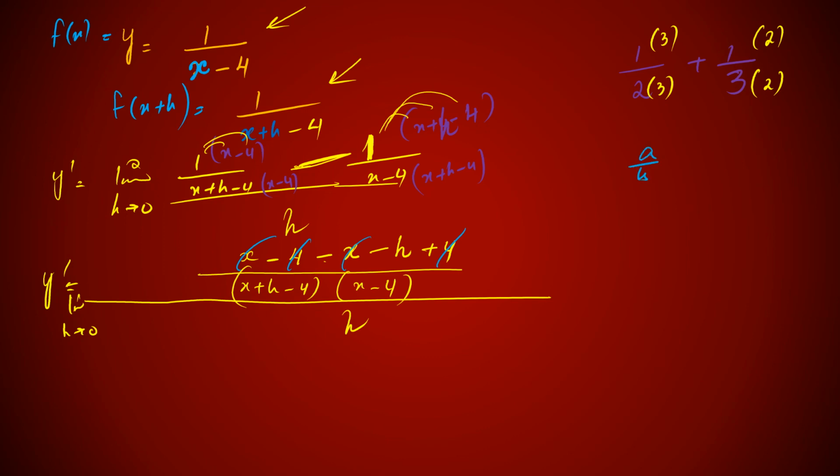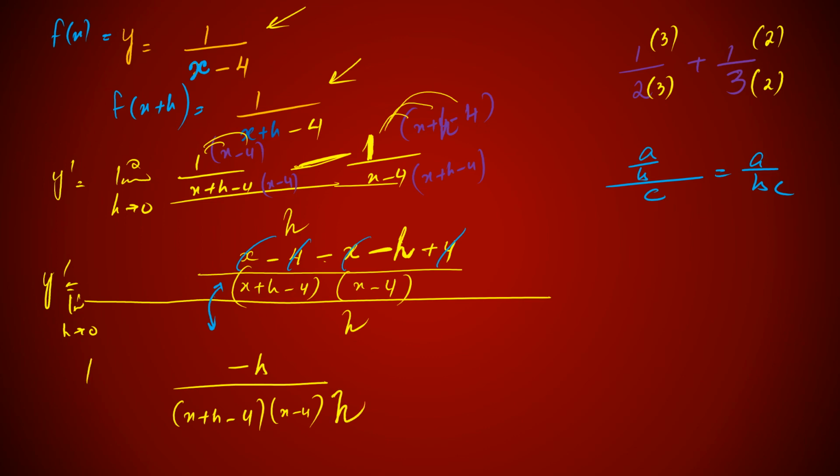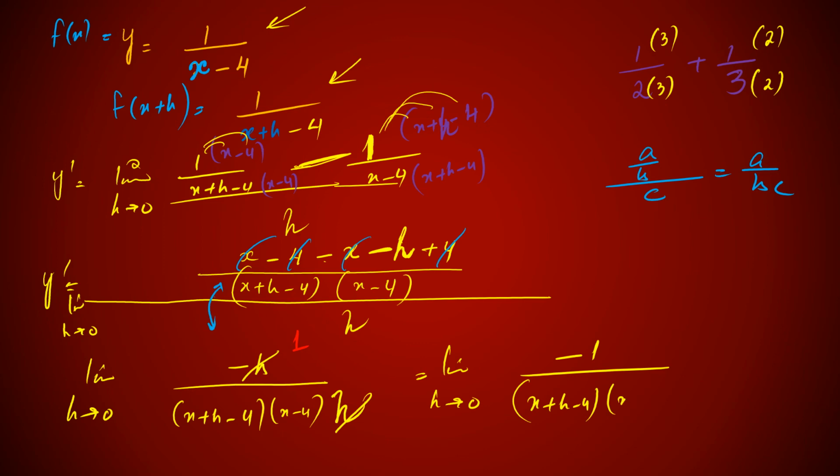And keeping in mind that a over b over c is equal to a over bc, we will merge b and c together. So on the top, negative h is left. Remember, this is negative h. Please do not forget this negative sign. Now b is x plus h minus 4 times x minus 4, and c is h. And you will see that h from the numerator and denominator cancel out. Now write down what is left. So on the top, of course, negative 1 is left. So we will write here negative 1 over x plus h minus 4 times x minus 4.